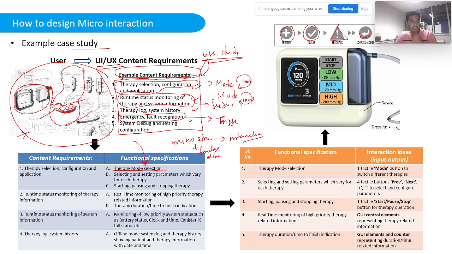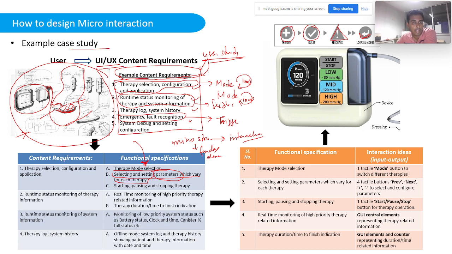Okay. So when I say therapy mode selection, that means there should be a functional requirement that you need to provide a button or something for therapy mode selection, so that one can change the mode. Okay, then selecting and setting parameters. This is again about parameters. Those are functional requirements. You may need to set certain values while starting this particular device. So there should be some way to select a particular parameter and then provide a certain value to it. This is again from the perspective of functional requirements as well as interaction requirements.